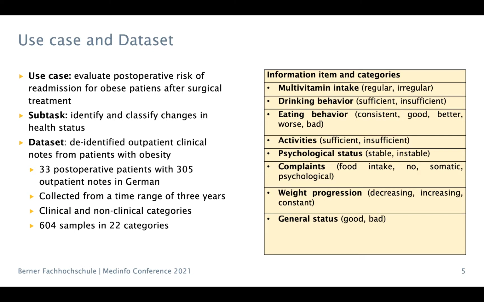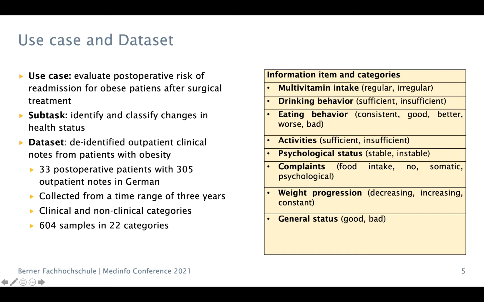So I have available de-identified outpatient clinical notes from patients with obesity. In particular, there were 33 patients available and their related outpatient notes, which are 305. The dataset was collected in a time range of 3 years, and we have clinical and non-clinical categories. They are shown here in the yellow box.